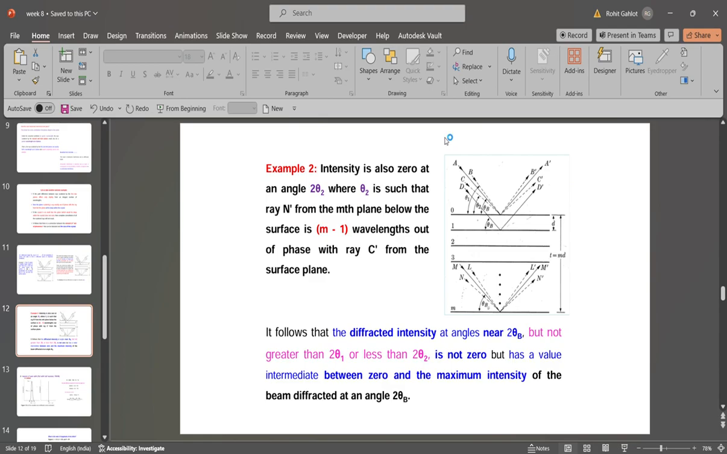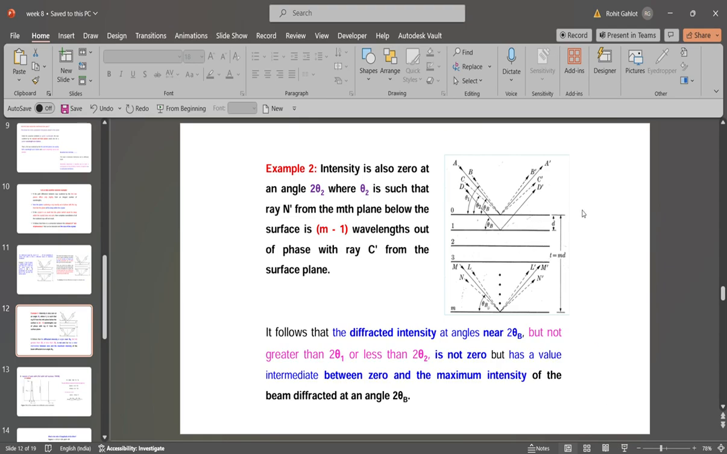Now let's take another example. The intensity is also 0 at an angle 2 theta 2, where theta 2 is such that ray C dash from the mth plane below the surface is m minus 1 wavelengths out of phase with ray C dash from the surface plane. So the diffracted intensity at angles near 2 theta B, but not greater than 2 theta 1 or less than 2 theta 2, is not 0 but has a value intermediate between 0 and the maximum intensity of the beam diffracted at angle 2 theta B.